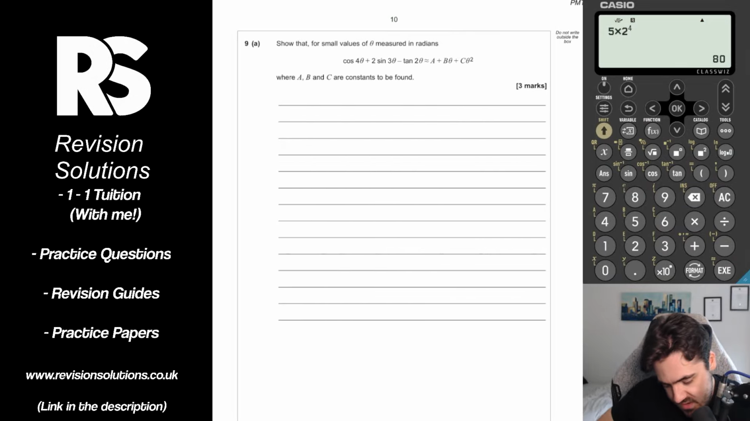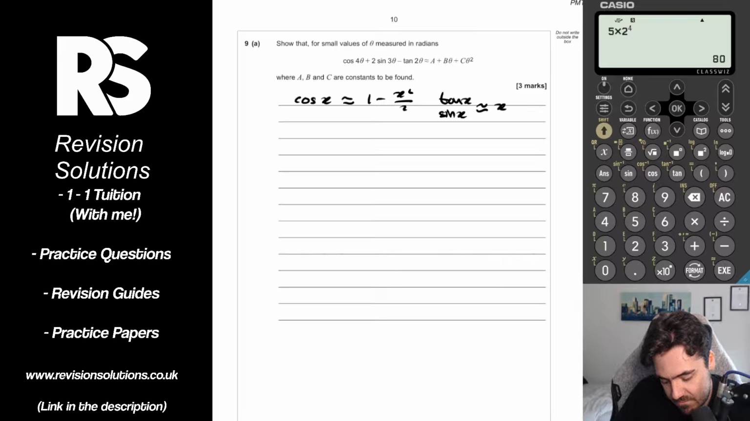Moving on to question 9, it says, show that for small values of theta measured in radians, cos 4 theta plus 2 sine 3 theta minus 2 tan 2 theta can be expressed as that. So we've got to remember our small angle approximations. They're in the formula booklet, but I'll write them out here. So cos x is approximately 1 minus x squared over 2, and tan x and sine x are both approximately equal to x for small values of x.